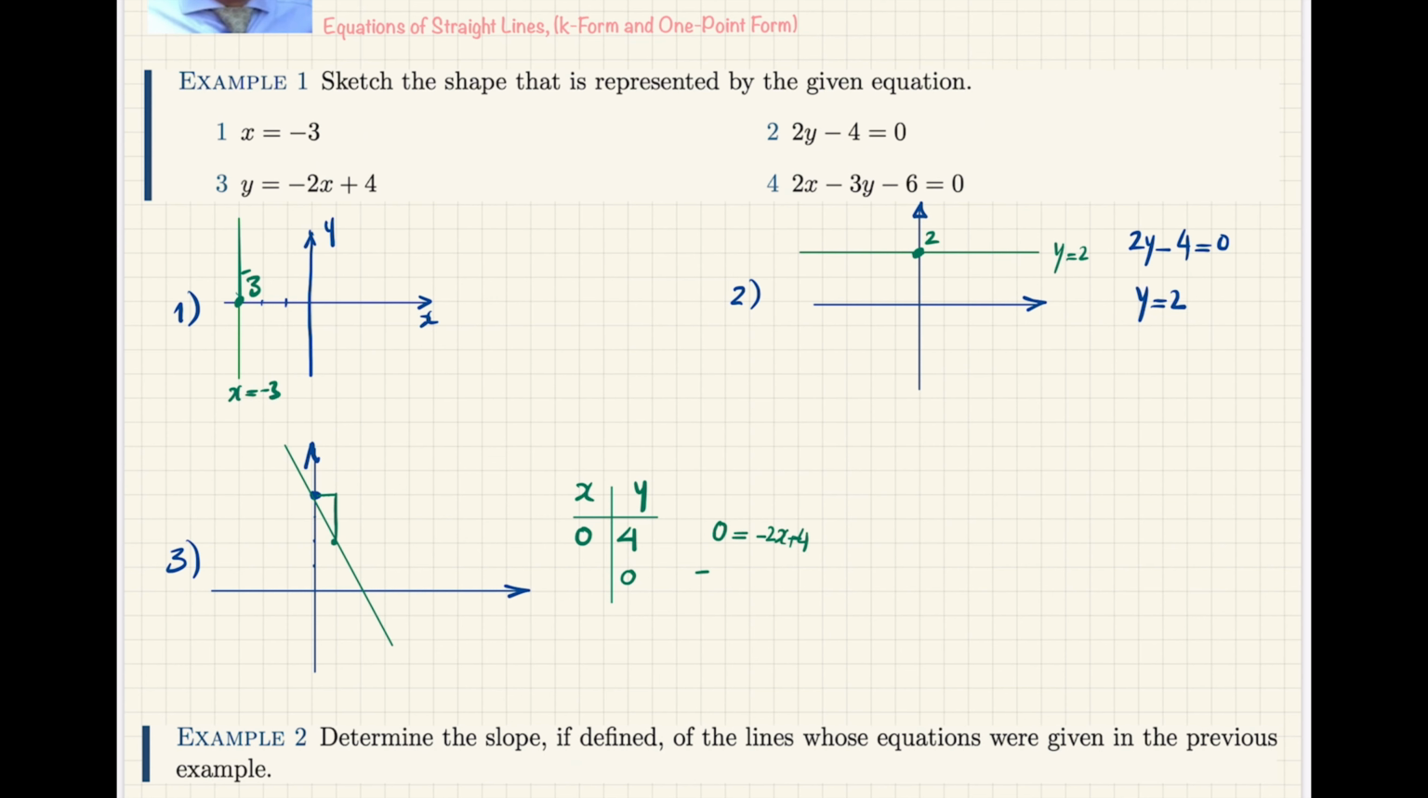Then it means that 2x is equal to 4, so x is equal to 2. So I put 2 here. Then instead of doing it in this way, I will do it in this way. I don't know where to draw it, so let me draw it with a different color on the same axis.